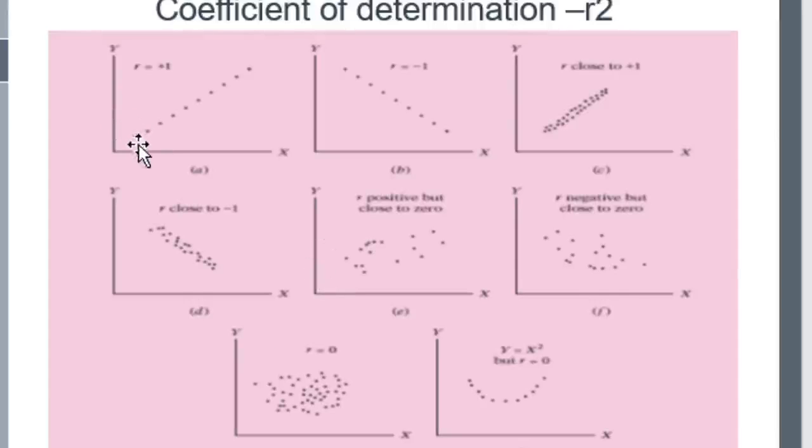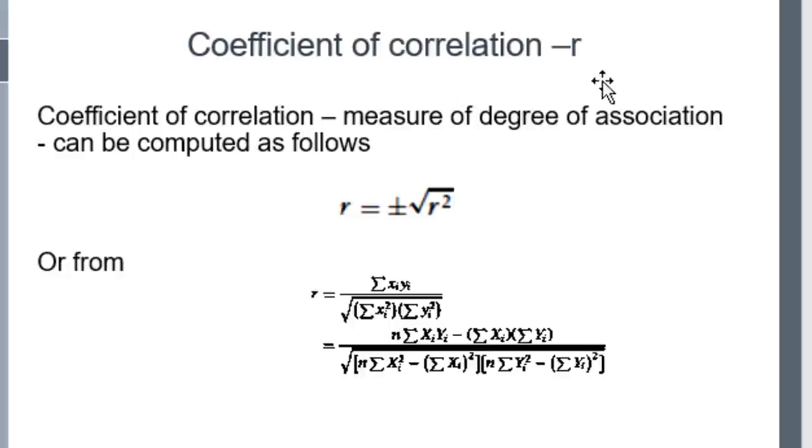This can be explained as follows. If R equal to plus 1, perfect fit, then there is perfect positive correlation, a perfect positive relationship, and the line will be like this. If there is perfect negative correlation, a perfect negative relationship, this will be a downward line. If it is close to plus 1, it will be like this. Close to minus 1, it will be like this. Positive but close to 0 can be shown like this. Negative, this is an upward one. Negative but close to 0 is like this. If R equal to 0, it can be shown like this. If Y equal to X square, then R equal to 0.